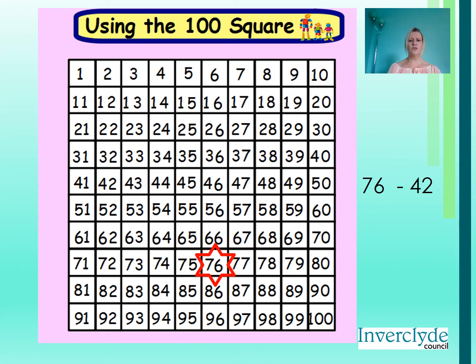Here is another way to look at that problem visually. This time we are going to look at the hundreds square. You can see my starting number of 76. I'm going to take away 10, 20, 30, 40 and then I'm going to go back 1, 2 more. So I took away 4 sets of 10 and then 2 ones and I landed on the number 34.